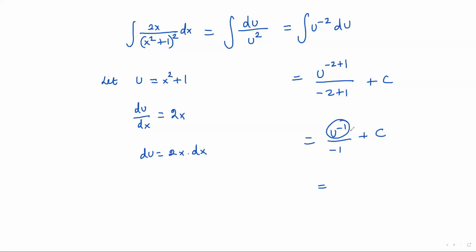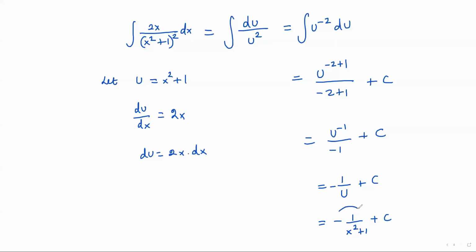If I move this to the denominator, the exponent negative 1 will become positive. So I'll be getting 1 over u. This negative can be taken over here, plus c. So u is a variable taken by us. It has to be replaced by the original expression, that is x squared plus 1. So 1 over x squared plus 1, plus c. So the integration of 2x over x squared plus 1 whole squared is negative 1 over x squared plus 1.